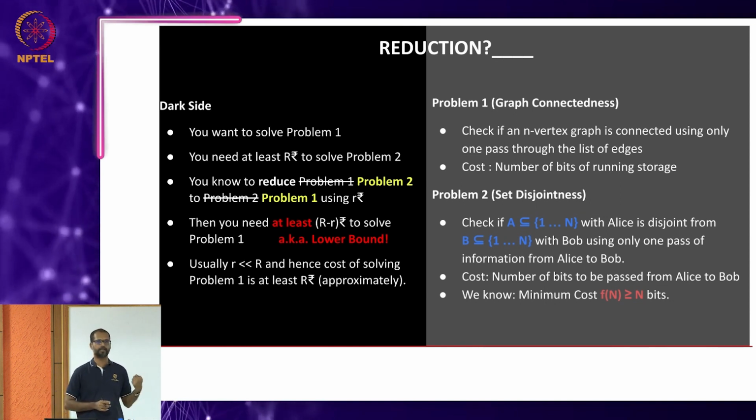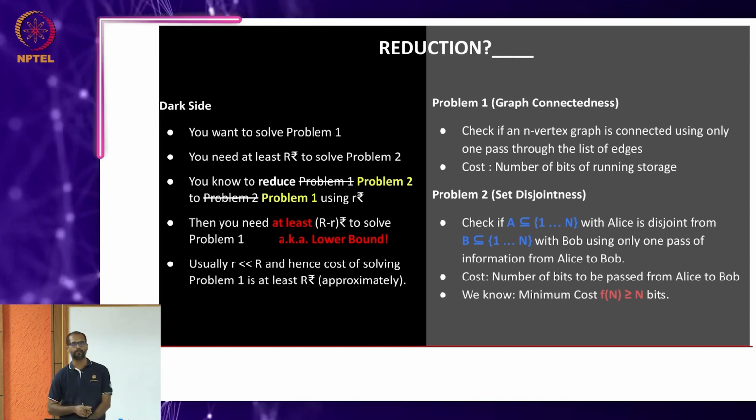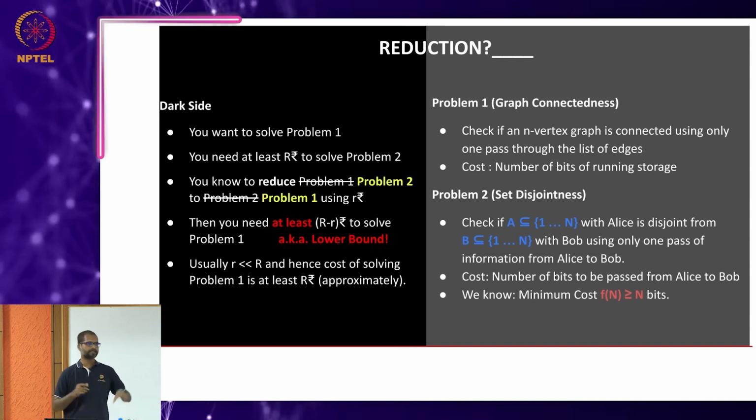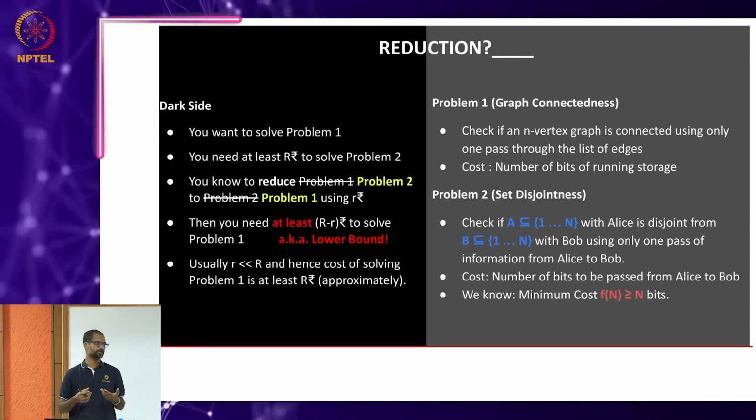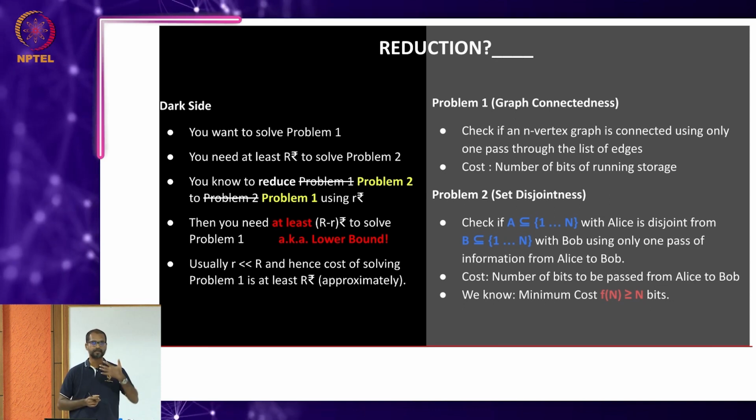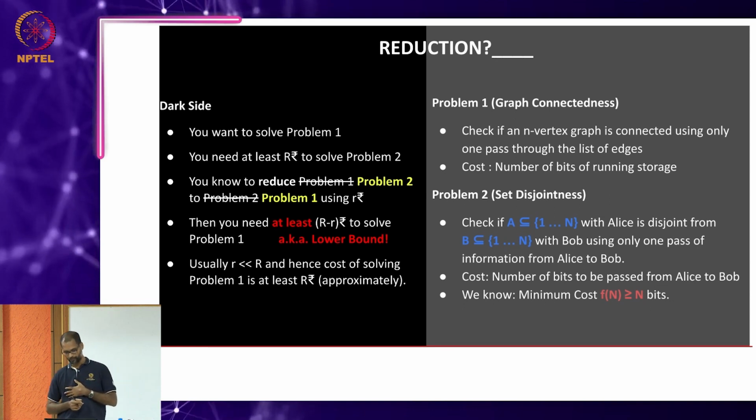It is the set disjointness problem, the second communication game problem that we had talked about. Alice has a set A, Bob has a set B. Bob wants to know if A intersection B is empty or not. Okay, we saw that it requires at least n bits of communication.